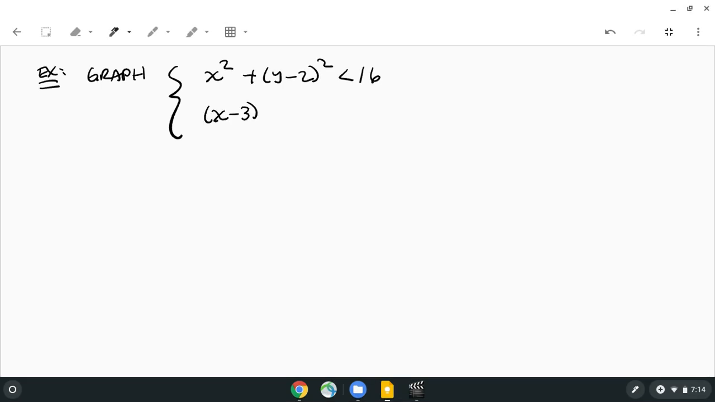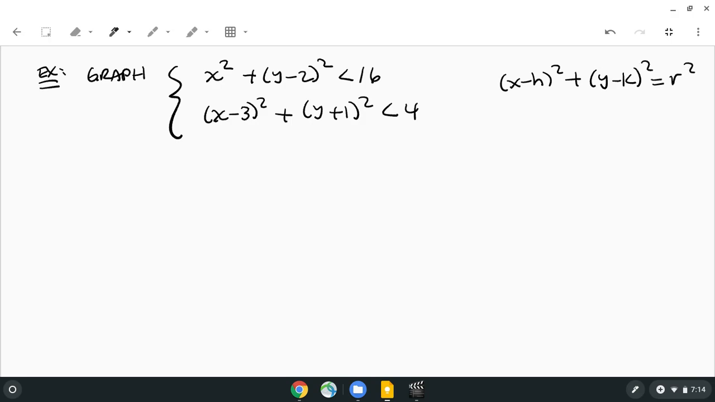Suppose that you have to graph this system. Suppose that you have this inequality, x squared plus y minus 2 squared less than 16, and x minus 3 squared plus y plus 1 squared less than 4. Let me just show you. The equation, not inequality, but the equation of a circle looks like this. This is the general equation of a circle.